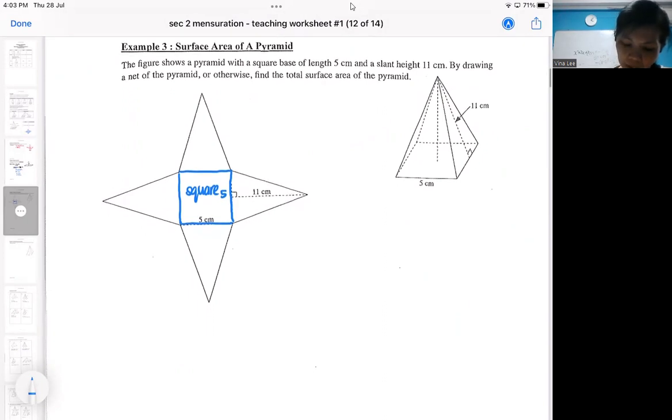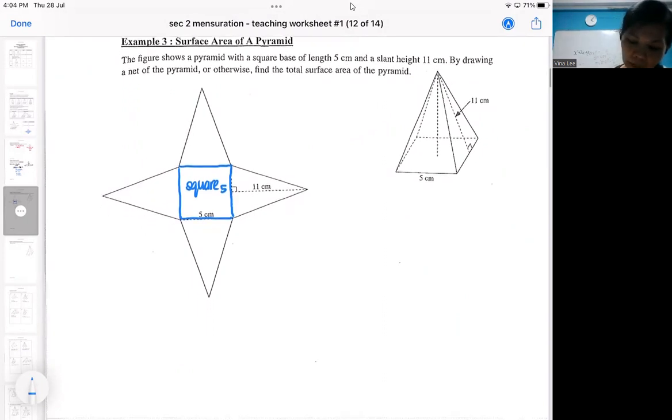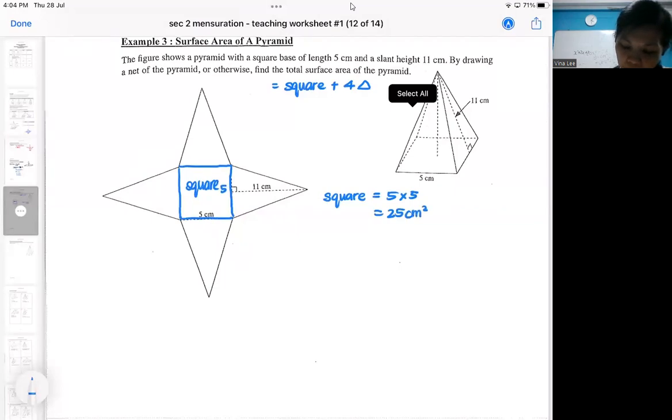So in this case, I think it's quite easy. If I want to find the total surface area, it should be made up of a square and 4 identical triangles. I wouldn't advise you to do it in one chain. I will advise you to do it one by one. So it's 5 times 5, that's 25. I will advise you to find one triangle, which is half times base times height.